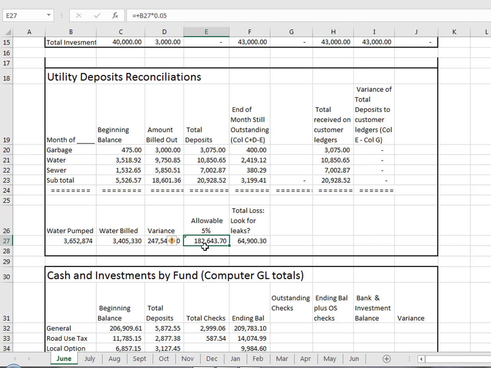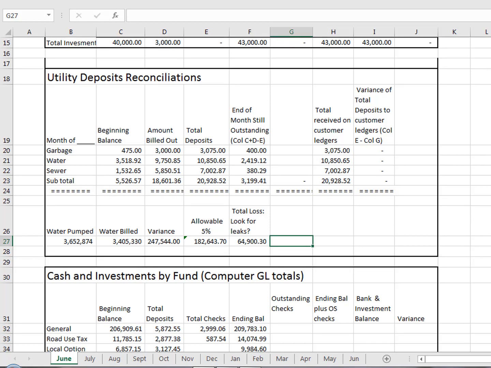But here's what's allowed. Now, is that variance that you have between the pumped and the billed 5%? No, it's 64,000 different. So is it time to look for a leak? Or can you explain it? If you can explain it, just put a little note here. You know, the guys flush the hydrants or whatever the situation may be. But that way you're being accountable for the amount of water pumped. If you have an electric utility or natural gas utility, you can see how this would apply for each of those utilities as well.